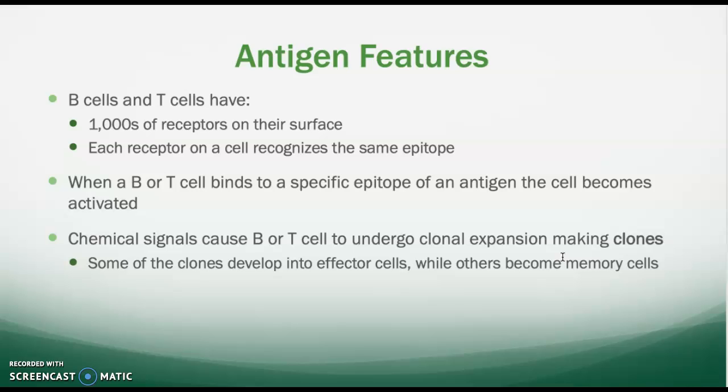So we don't have to have a lot of each type of T cell or B cell. We just have to have one that can recognize any antigen that comes in, and then those can be made into clones when needed. So some of those clones will develop into these effector cells, the ones that actually rid the body of the antigen, while others become that memory cell, so that if we face that antigen again, our body will react more quickly.